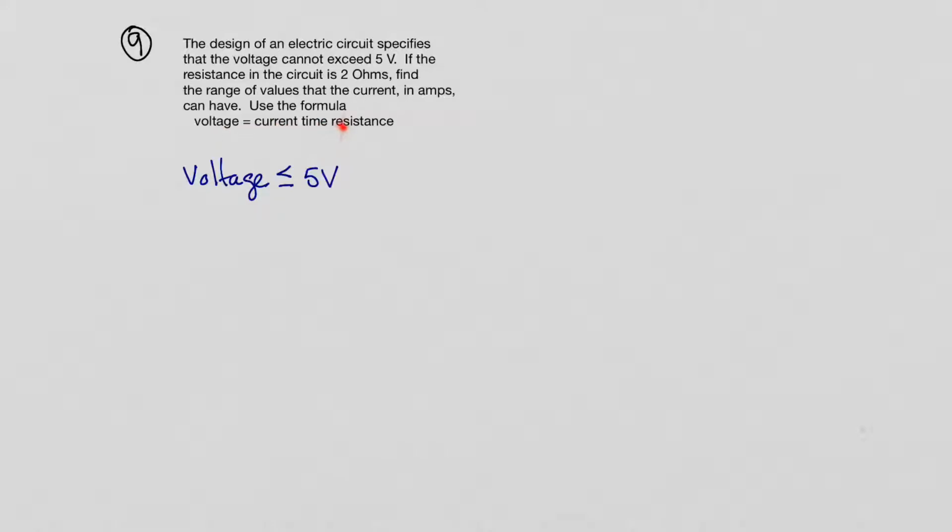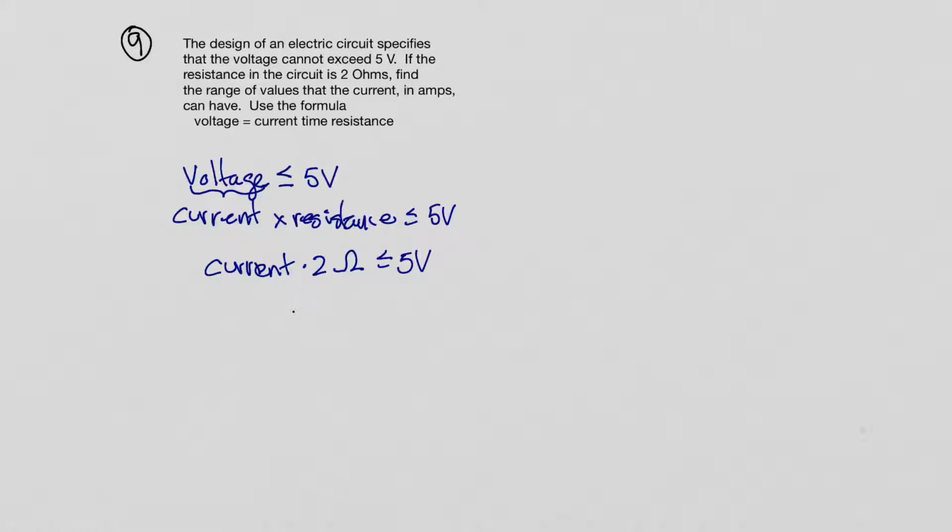Voltage is current times resistance. So we have the voltage here. So what we've got now is the current, I'm just bringing it straight down, right? The voltage is the current times the resistance. And that has to be less than or equal to 5 volts. And we're given that the resistance is 2 ohms. So what we have is the current times 2 ohms is less than or equal to 5 volts.